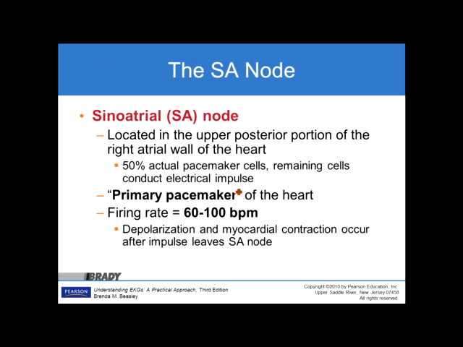The sinoatrial node is located in the upper posterior area of the right atrial wall of the heart. 50% are actual pacemaker cells. The remaining cells conduct electrical impulses. It is the primary pacemaker of the heart, and the firing rate, or the intrinsic rate, is 60 to 100 beats per minute. Depolarization of the myocardial contractions occurs after the impulse leaves the sinoatrial node.